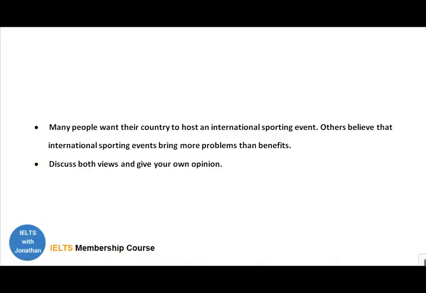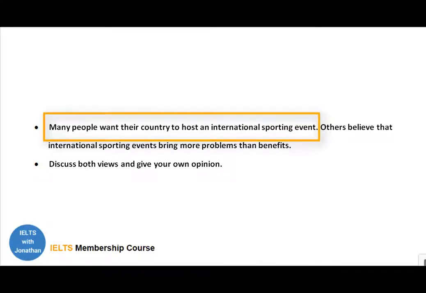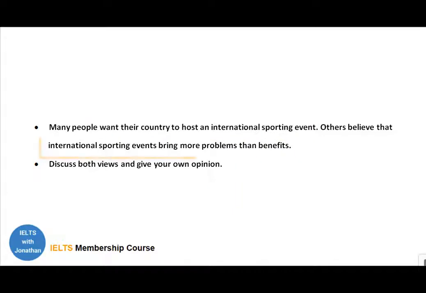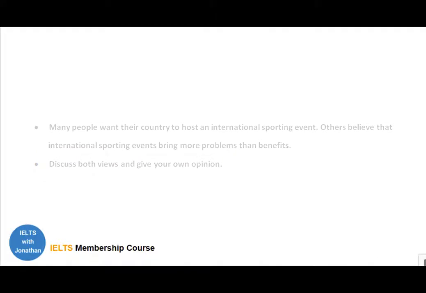And then let's look at the student response. So this question is asking why people want their countries to host large sporting events such as the Olympics. So in other words, it's asking for the reasons for something. It's also suggesting that other people think there are more problems with this idea than benefits. Don't forget that it also wants you to give examples to support the reasons that you put forward.